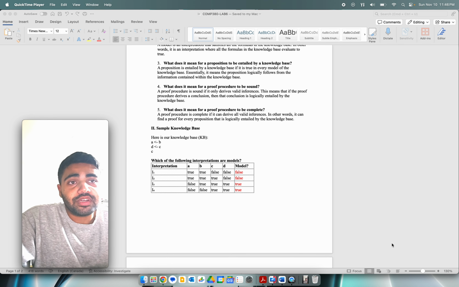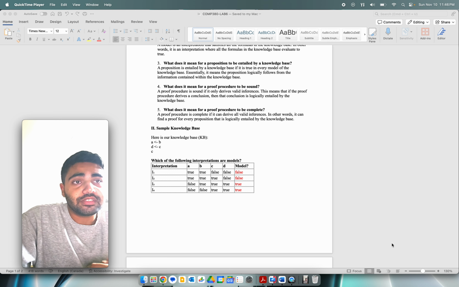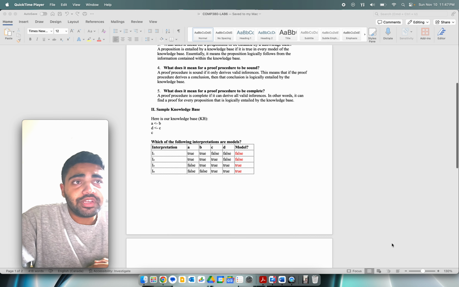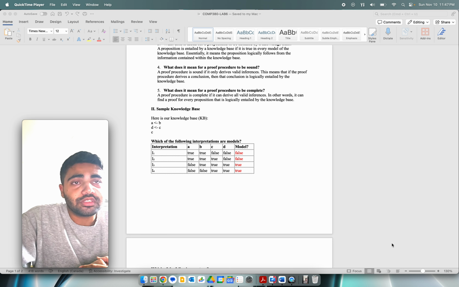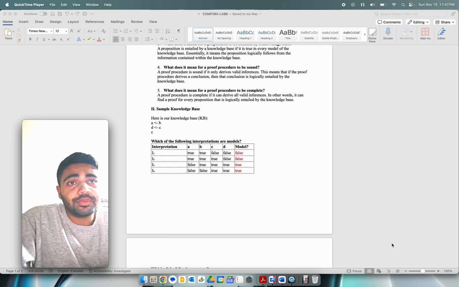With those definitions in mind, let's analyze a sample knowledge base. So here we have a sample knowledge base. A is true if B is true, D is true if C is true, and finally C is true. That's given. From here, we need to check different interpretations and see which ones satisfy the statements.